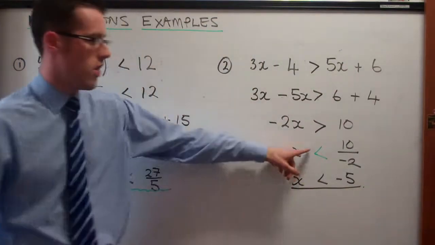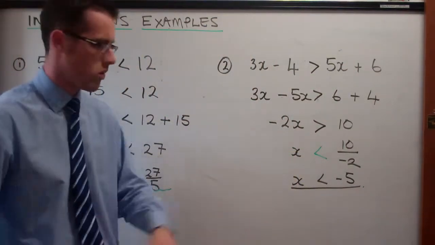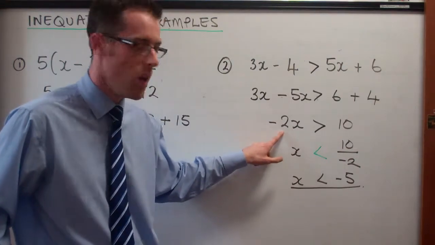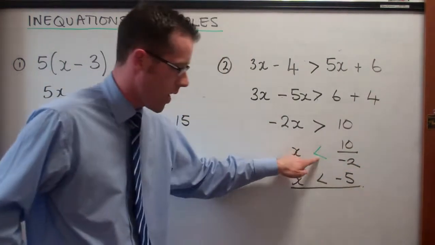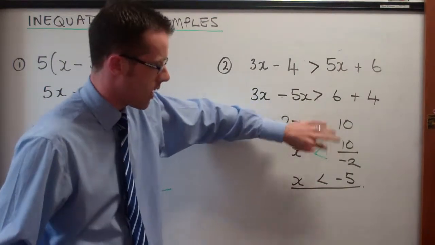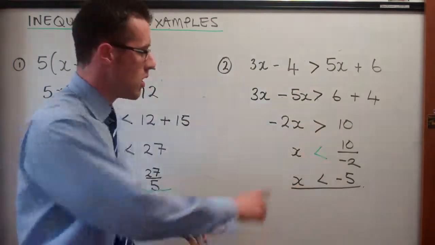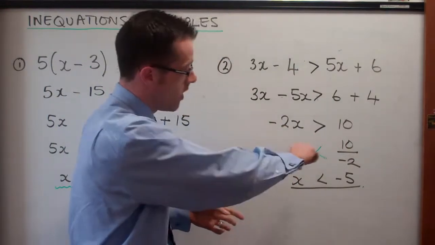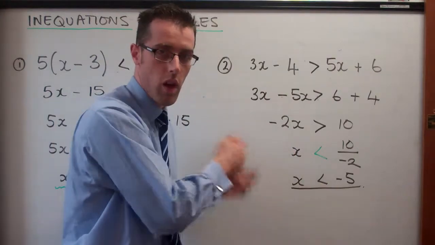Now, this is a really important part, folks. When we divide by a negative number, so when this number is negative and we're going to divide by it, we switch the inequality around. So if it's a greater than, it becomes a less than. If it was a less than, it becomes a greater than. So it just points the other way. As soon as we divide by a negative, we have to point the inequality the other way.